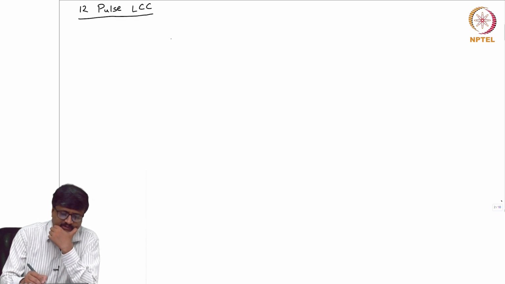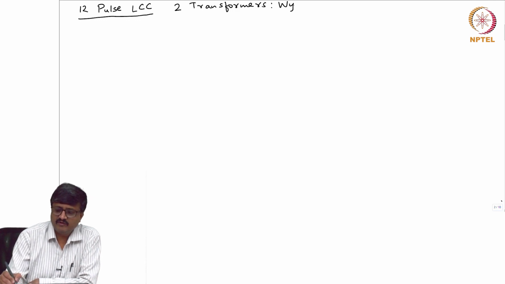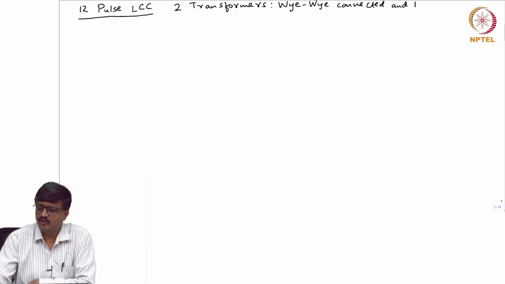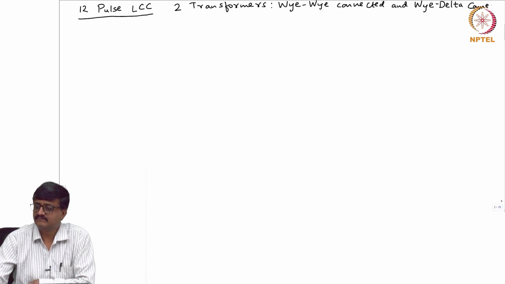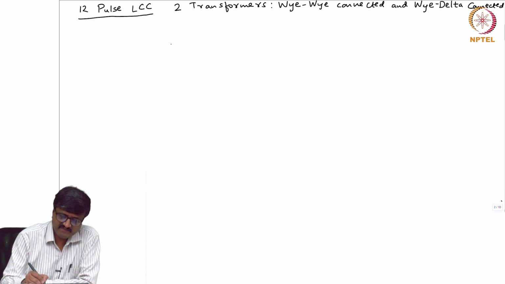There are 2 transformers used in a 12 pulse LCC. One transformer is YY connected, or star star connected, and the other transformer is Y delta connected, or star delta connected. Let me draw the circuit diagram.